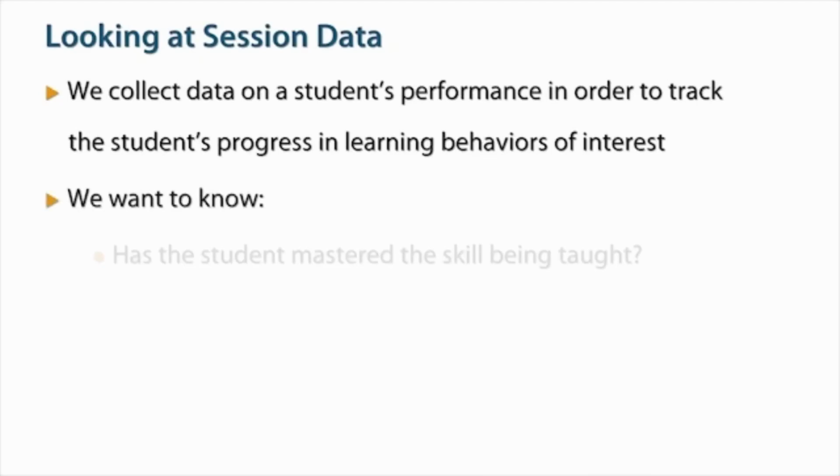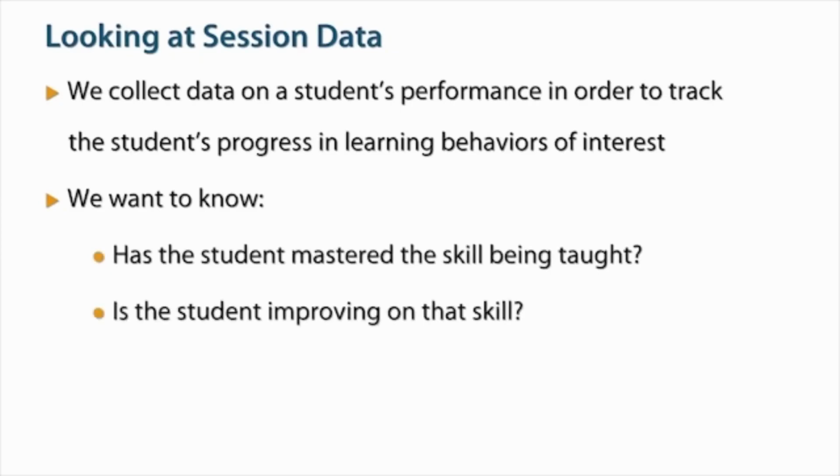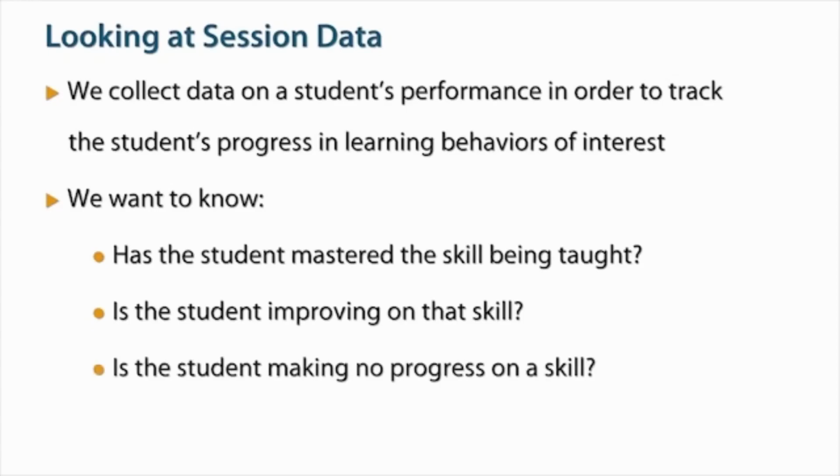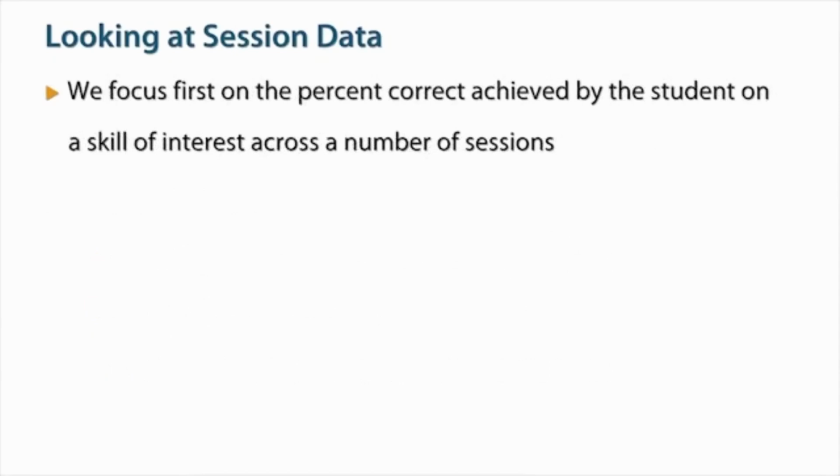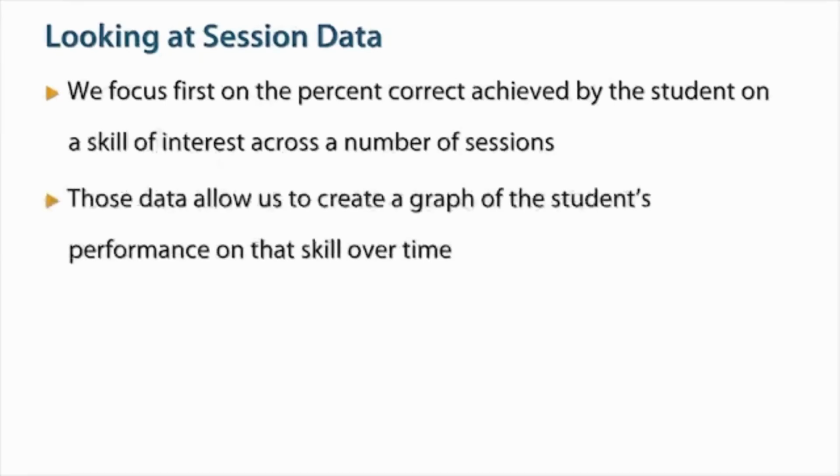We want to know, has the student mastered a skill? Is the student improving on a skill? Is the student making no progress on a skill? Well, to answer these questions, we start with the percent correct a student got for each session on a particular skill. Using the data from many sessions, we create a graph of the student's progress.